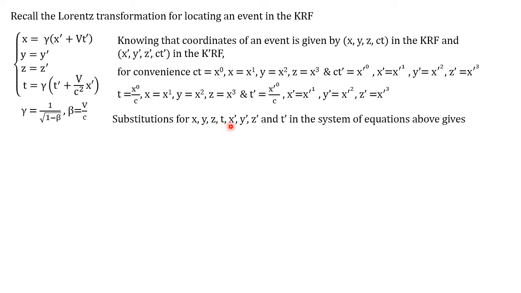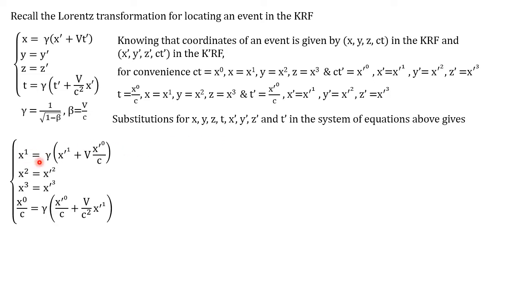Substitutions for x, y, z, t, x prime, y prime, z prime, and t prime in the system of equations above give x1 equals gamma into x prime 1 plus v x prime 0 on c. So I've actually substituted for x, x prime, and t prime what we have determined here. x2 equals x prime 2, that's exactly what we have over here. That's x equals x1, and we'll have x2 as y, which will substitute there, and x prime 2 as y prime, which we'll have there, and x3 equals x prime 3, that's z prime is x prime 3, and z itself is x3. x0 on c equals gamma into x prime 0 on c plus v on c squared x prime 1.